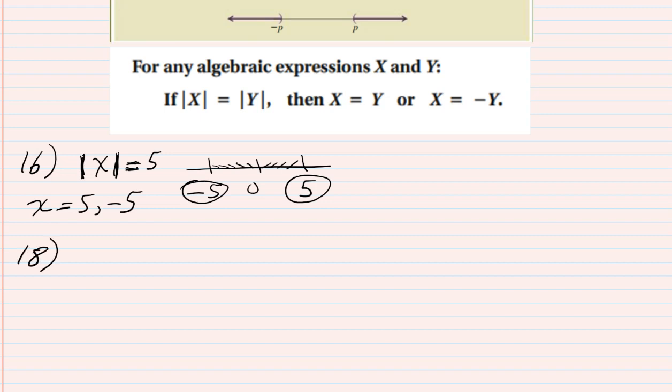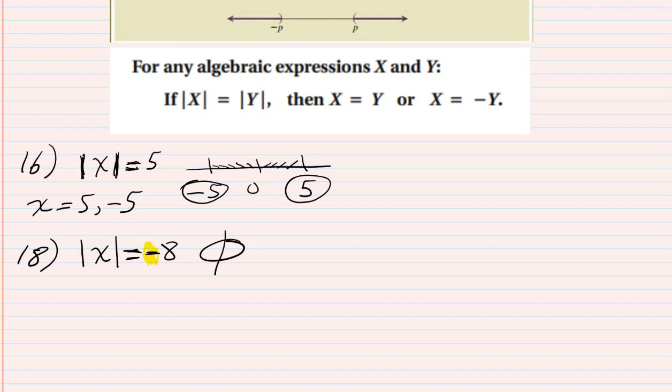Now take a look at number 18. Absolute value of x equals negative 8. Now this time, remember, by definition, absolute value is always positive. So it is impossible for it to become negative, isn't it? Therefore, this one has no solution by inspection.